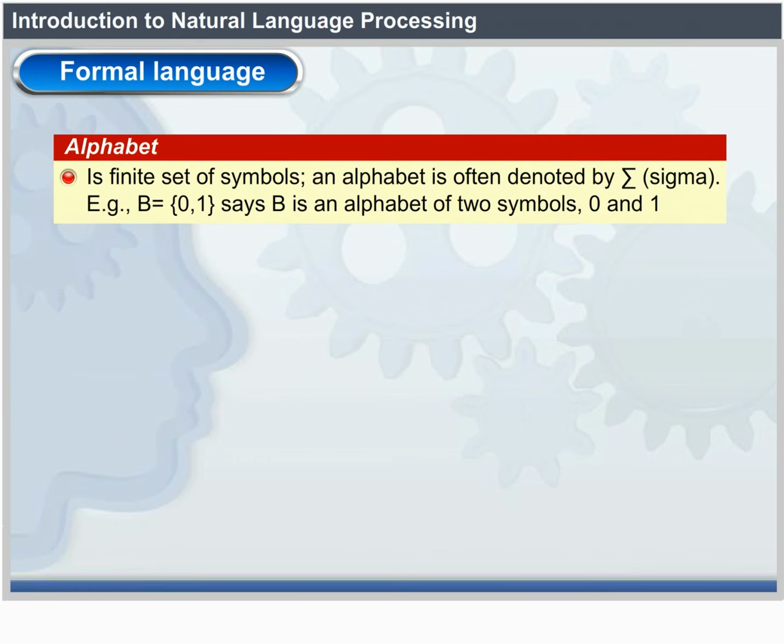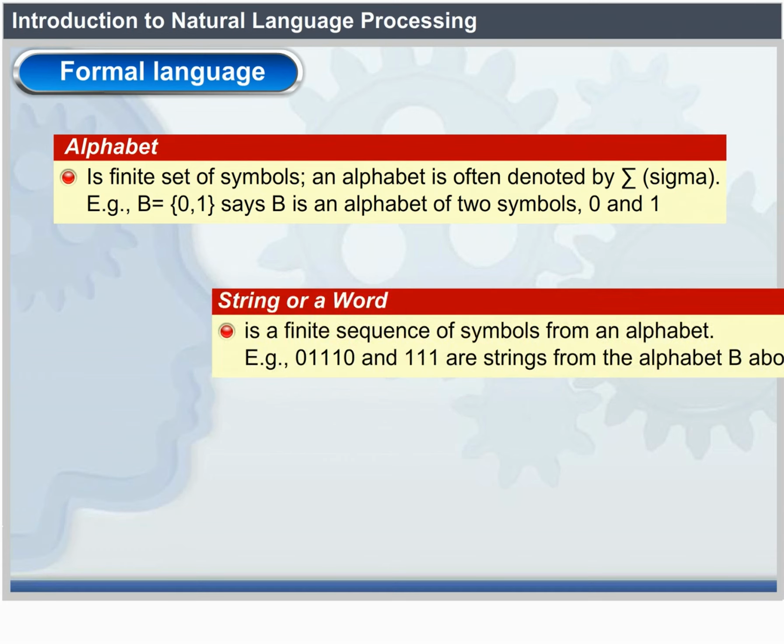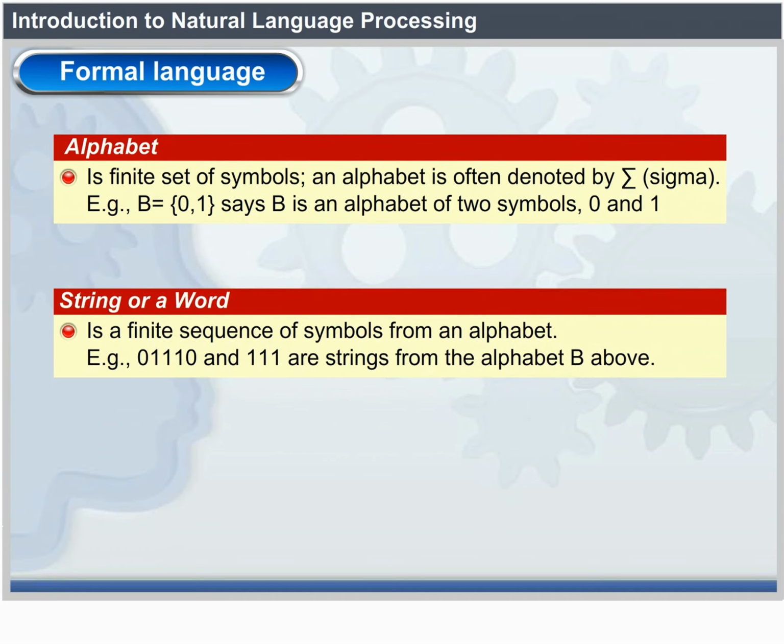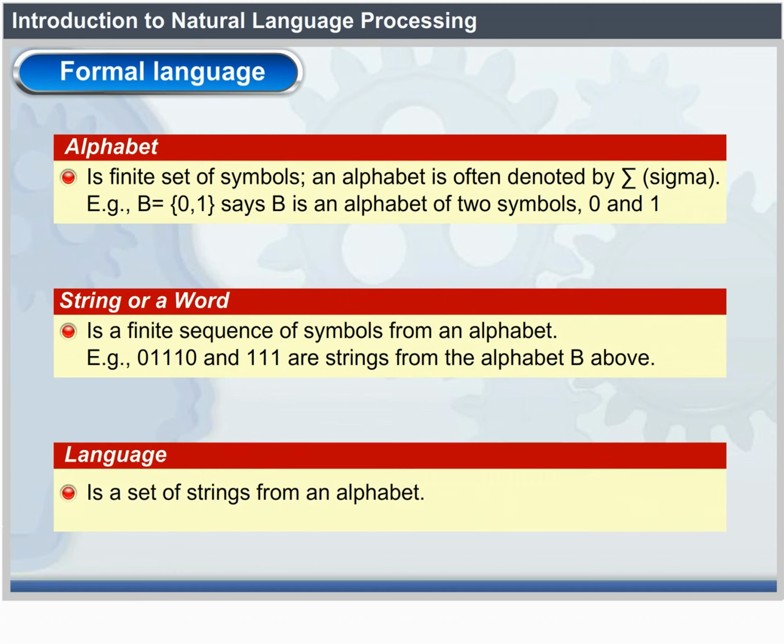Alphabet is a finite set of symbols. An alphabet is often denoted by sigma. Example: B = {0, 1} says B is an alphabet of two symbols, 0 and 1. A string or a word is a finite sequence of symbols from an alphabet. Example: 0, 1, 1, 1, 0 and 1, 1, 1 are strings from the alphabet B. A language is a set of strings from an alphabet.